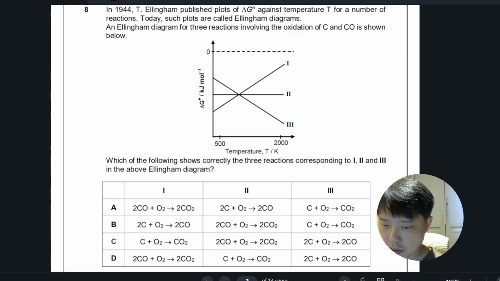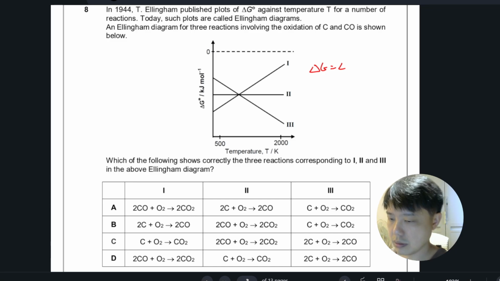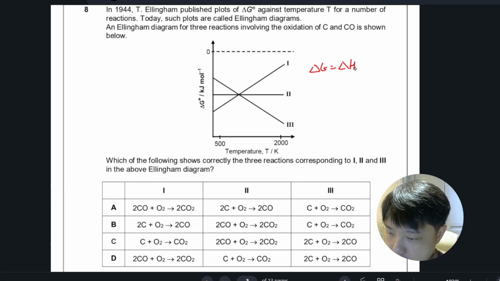Okay, so for question 8, this is an Ellingham diagram, which tells us how temperature affects Gibbs free energy. And as we know from the previous question, Gibbs free energy, delta G, equals delta H minus T delta S. So temperature does affect the Gibbs free energy insofar as the delta S term is involved.